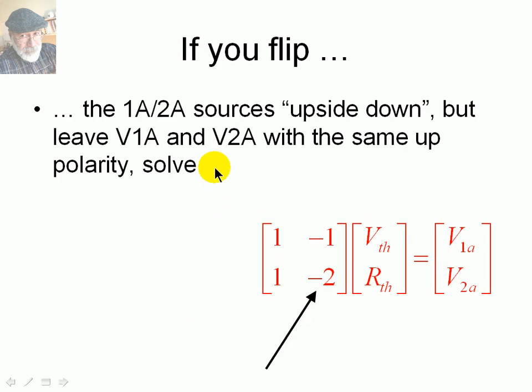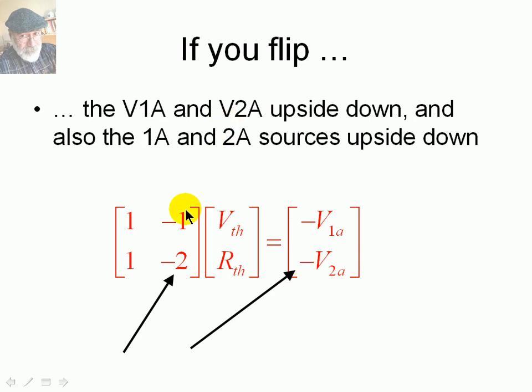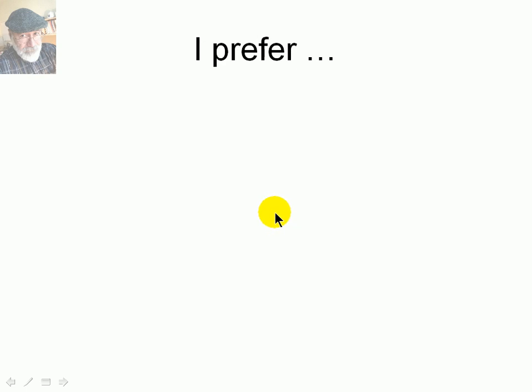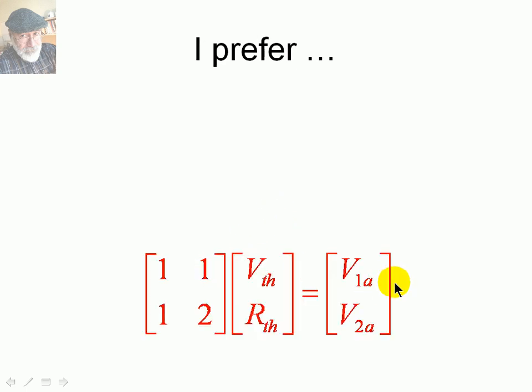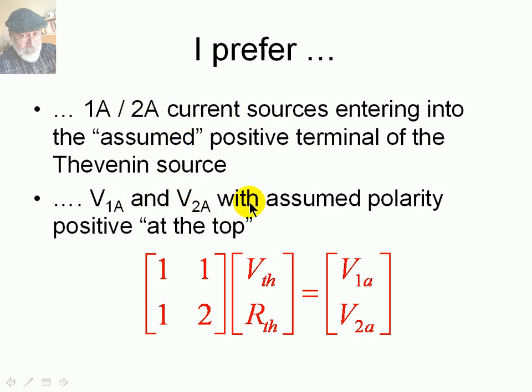I'm repeating, if you flip the current sources, you need to change the sign of those two coefficients. If you flip the polarity of V1a and V2a, you need to change the sign of V1a and V2a before you plug them into this equation. If you flip them both, well, you do that for both this column and that column. I prefer to use this simpler equation, so that's why my current sources are pointed the way they are, and V1a and V2a have the polarity I showed you in class.